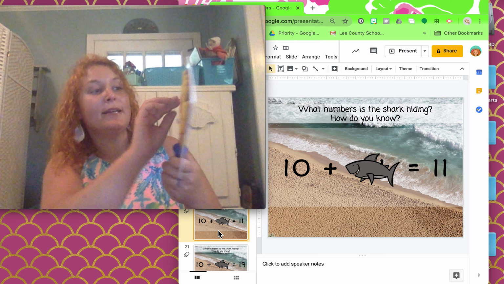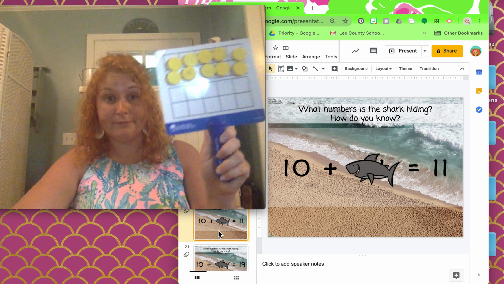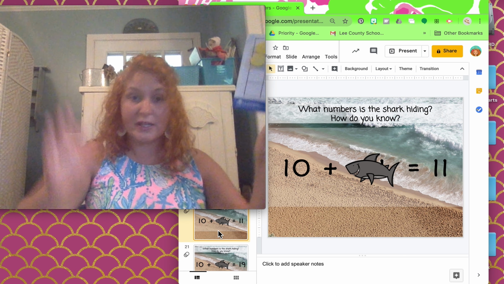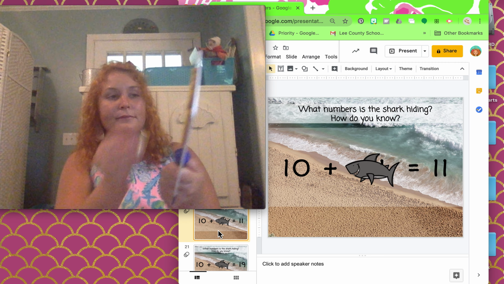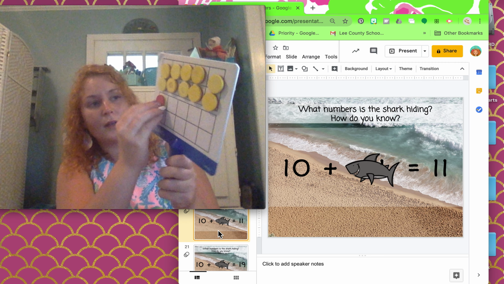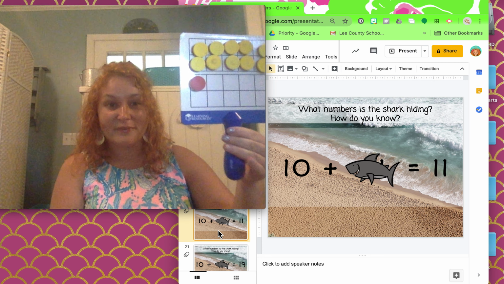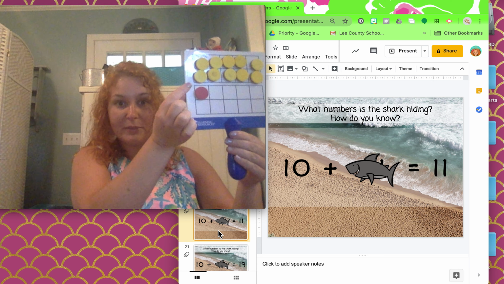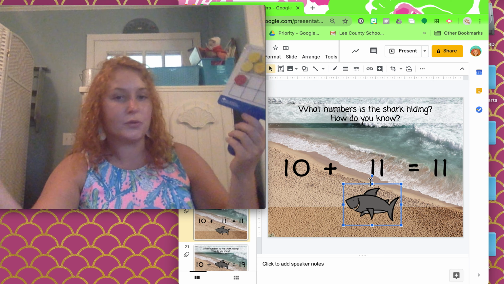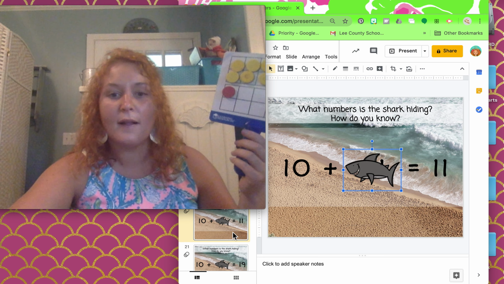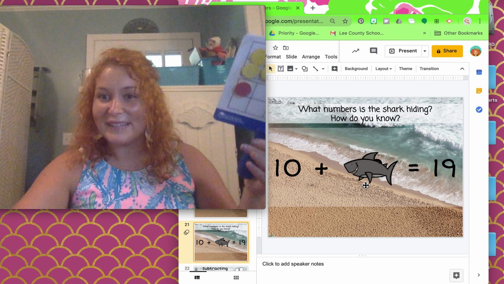Okay. All right. 10 plus something equals 11. Counting on is like a dynamite strategy. 10, 11. Well, that wasn't hard at all. So what number is the shark hiding? It's the number 1, right? 10 plus 1 equals 11. Let's check our thinking. We are correct.